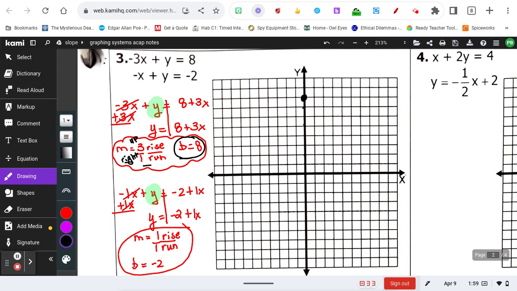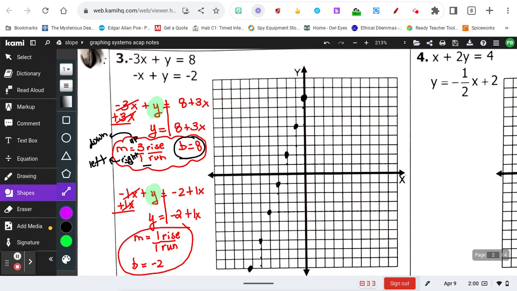So instead of going up and right, I'm going to do the opposite of up, which is down 3, and the opposite of right, which is left. So let's go down 3 and left 1. Down 1, 2, 3, left 1. And I will continue that until I run out of room. Okay, let's make our line.